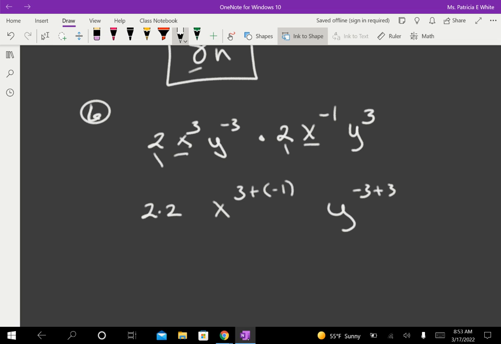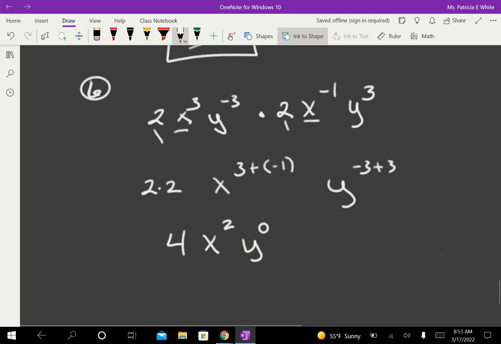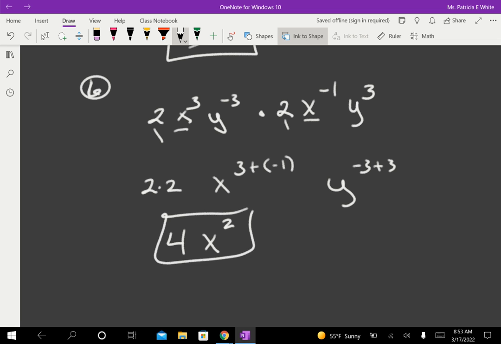Okay? Again, here I'm trying to be tricky again. So 2 times 2 is 4. 3 plus negative 1 is 2. So I've got 4x squared. And then I have y to the negative 3 plus 3 is 0. So if that's y to the 0, guys, how many y's should I have in here if this is labeled as y to the 0? Well, I should have 0 y's, right? So I'm going to get rid of that y. That needs to be gone. My answer, 4x squared. Okay.